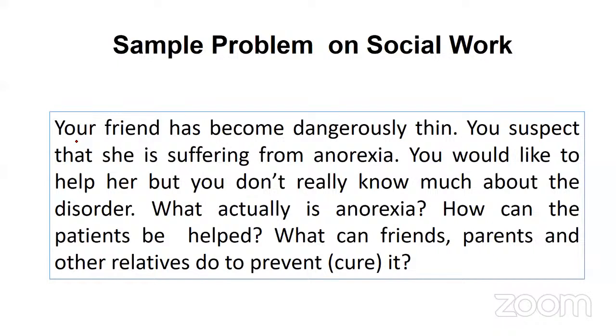Now I can also give a sample problem on social work. Say your friend has become dangerously thin. You suspect that she is suffering from anorexia. You would like to help her, but you don't really know much about the disorder. What actually is anorexia? How can the patients be helped? What can friends, parents, and other relatives do to prevent it? So this may be a problem statement.